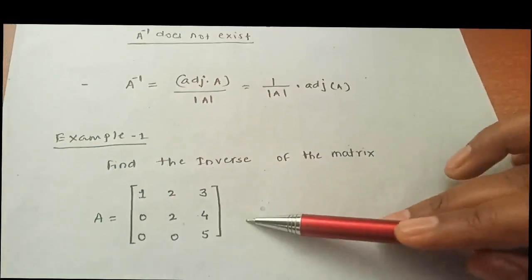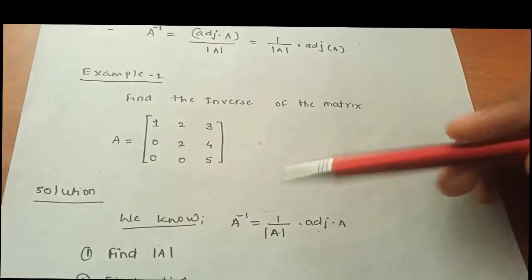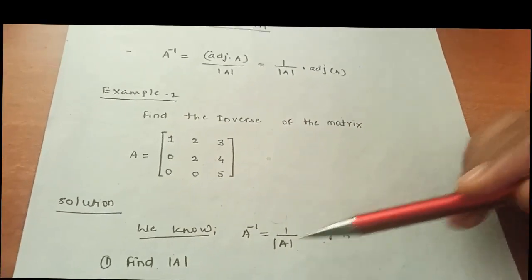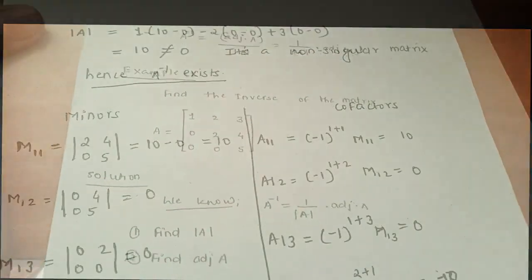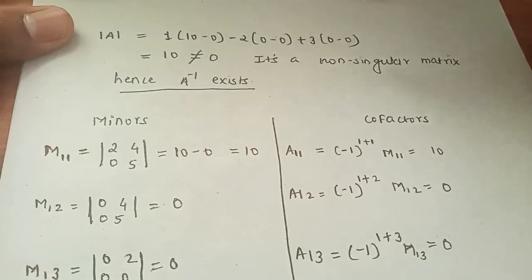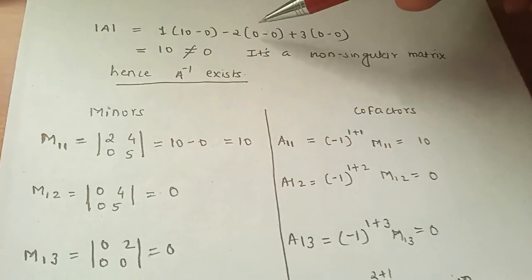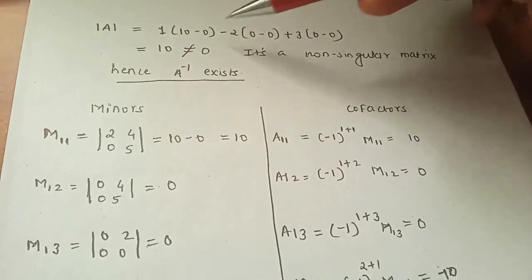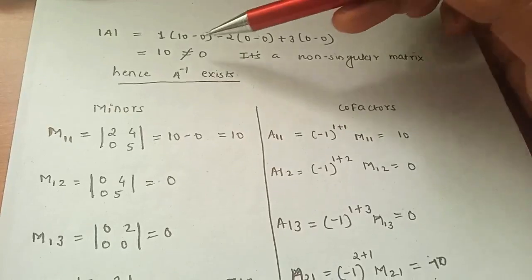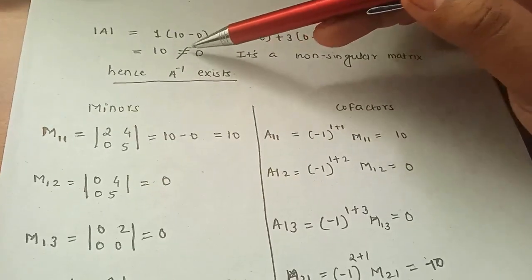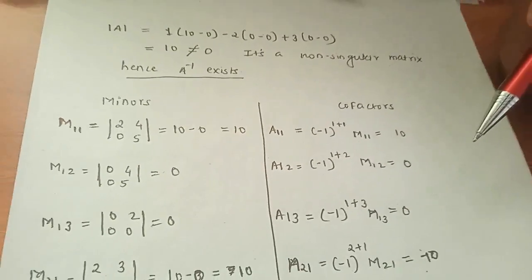To understand it better, I have given one example here. This is the matrix they have given, and they asked to find the inverse. We know that to find the inverse, we need the adjoint and the determinant. So I will find the determinant first. I have expanded the given matrix's determinant, and it comes out equal to 10. That's not equal to 0, so this is non-singular, which means we can find the inverse of the matrix.